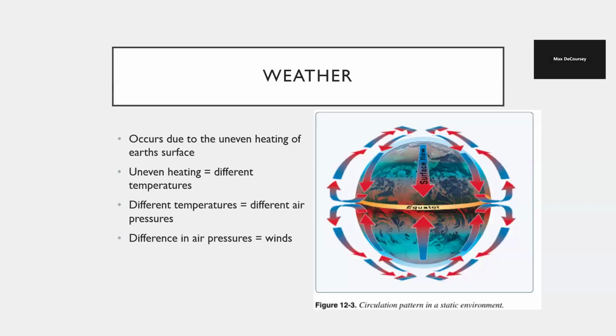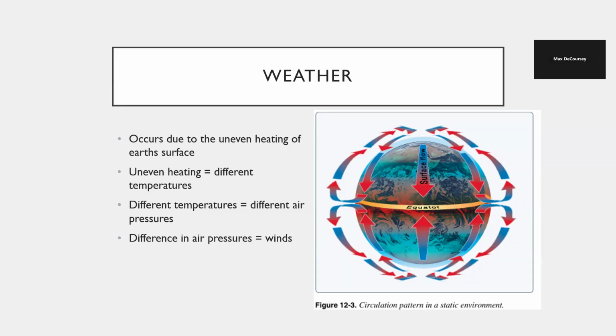So, the FAA loves to ask, what drives all weather on Earth? And the answer to that question is weather occurs due to the uneven heating of Earth's surface, right? So, different areas of the Earth receive different amounts of sunlight. Those differing amounts of sunlight result in different amounts of temperature, so different heating patterns.